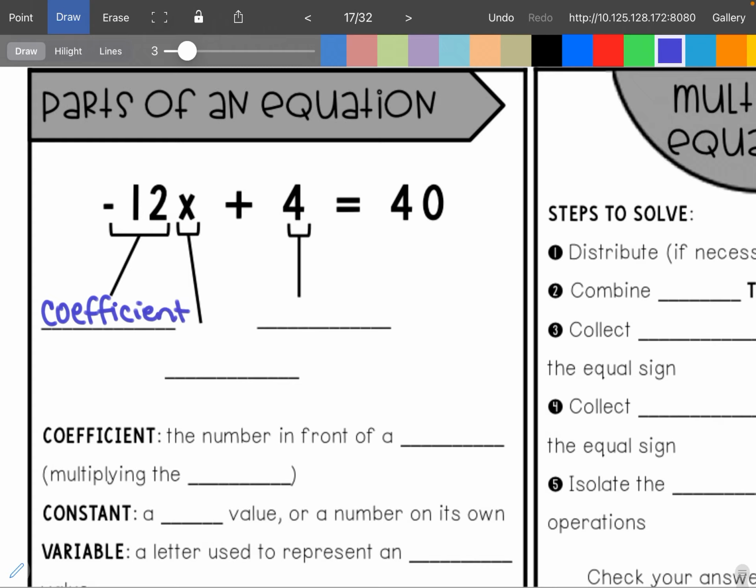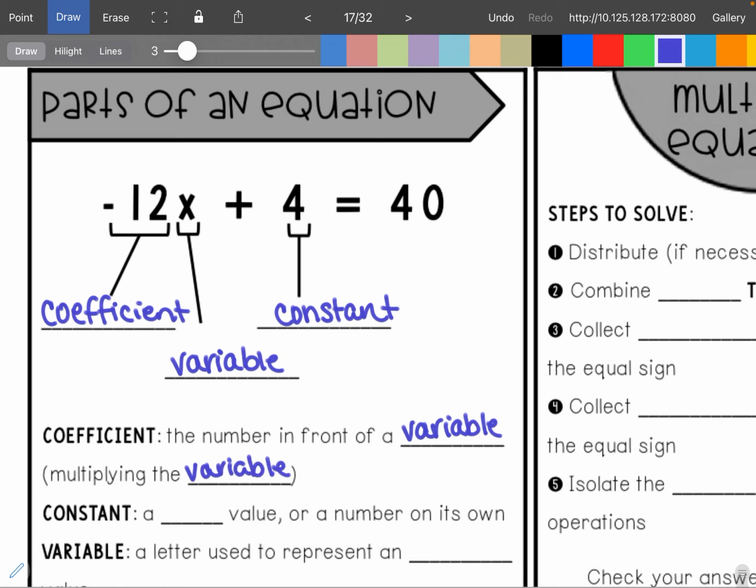And that coefficient is always in front of the variable. Then we have 4, and 4 is what we call a constant. So exactly what is a coefficient? The coefficient is the number in front of a variable, and its purpose is that it's going to be multiplying against the variable. So it's a multiplier.